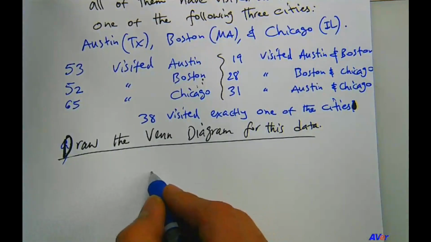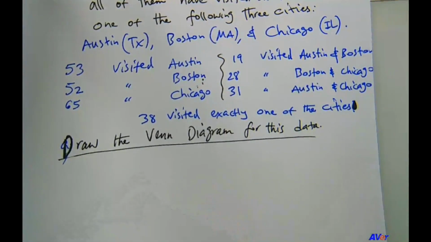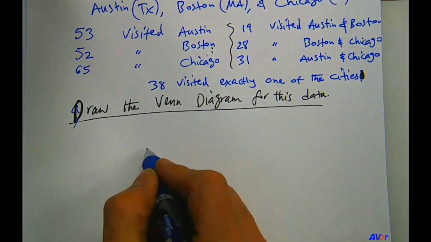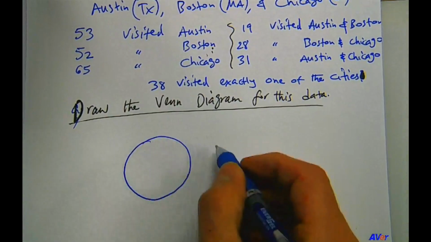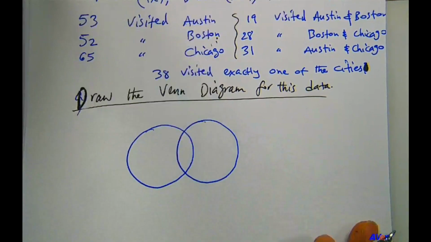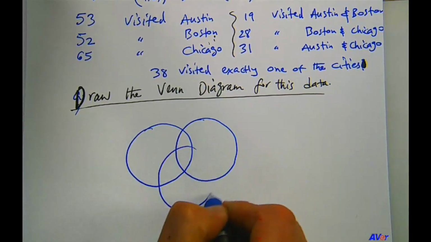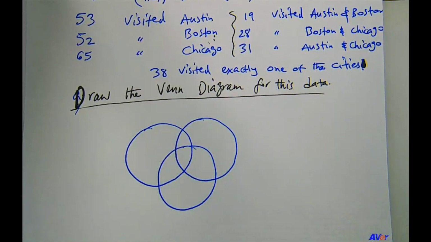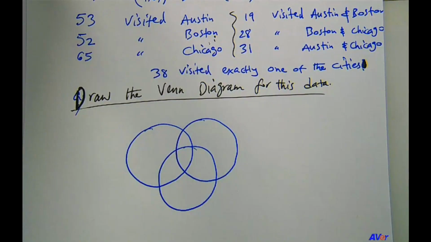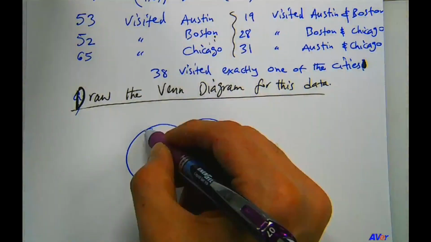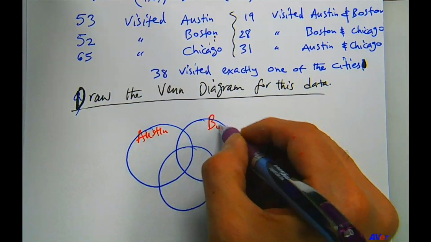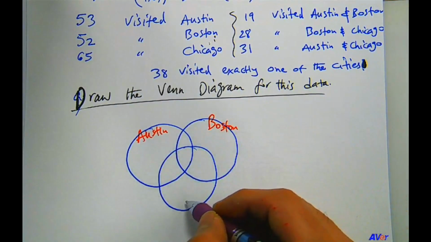So let's draw the Venn diagram. Maybe I can move this up a little bit. Like that. And then another one here. And then another one right here, right? So in this case, I'm not going to put a box around this because no one would be outside in that box. So let's take this one as those who visited Austin, then Boston, and then finally those who visited Chicago.